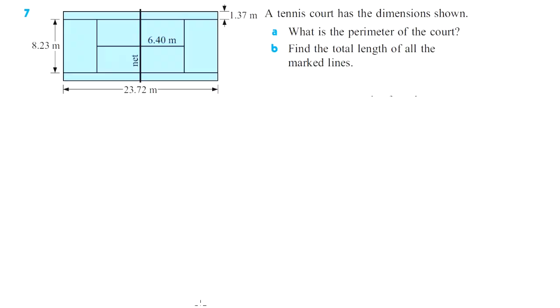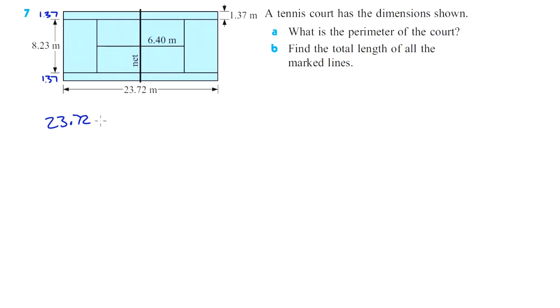All right, moving on. Number 7. A tennis court has the dimensions shown. What's the perimeter of the court? Find the total length of all the marked lines. Okay, so the total perimeter is just going to be, let's see, we've got 23.72 for the length, and then the width is 8.23 plus the two 1.37s on the side for just the perimeter, right?